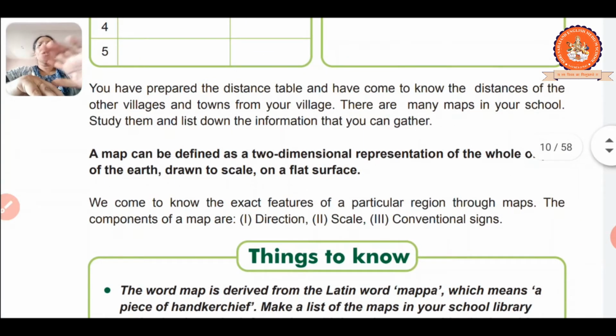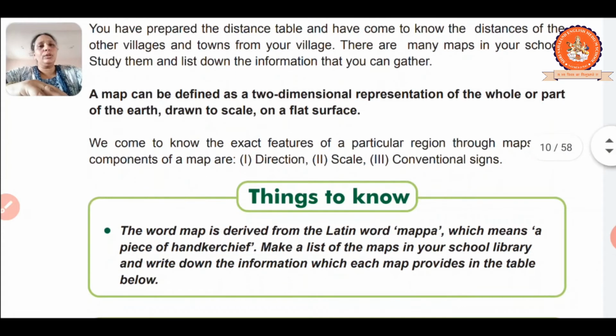Now, here is given the definition of map. A map can be defined as a two-dimensional representation of the whole or part of the earth, drawn to a scale on a flat surface. The three components I already told you and explained. We come to know the extent and features of a particular region through the map. I told you the three components in an easy way: first one is direction, scale and conventional signs.